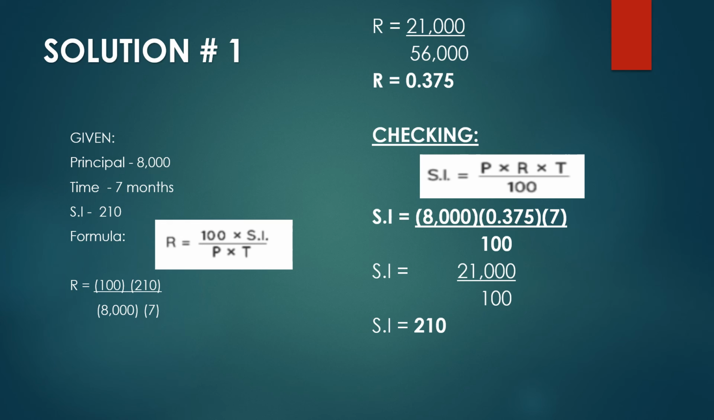Now to check if our answer is correct, you can use the formula of simple interest. Simple interest is equal to P times R times T over 100. So principal is 8,000 times 0.375 times 7 over 100. So it's 21,000 divided by 100. The simple interest is 210. So it means our answer is correct.